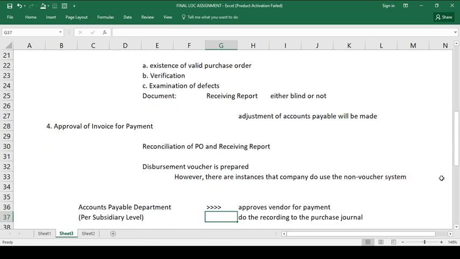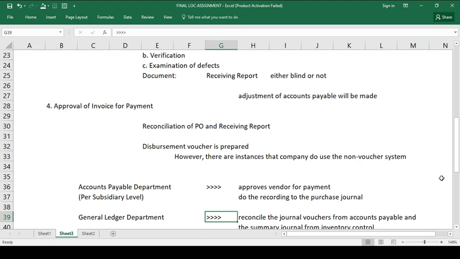So who approves the payment of the invoice? Well, for subsidiary level, before the approval of the said invoices, the accounts payable department approves vendor for payment and does the recording to the purchase journal.